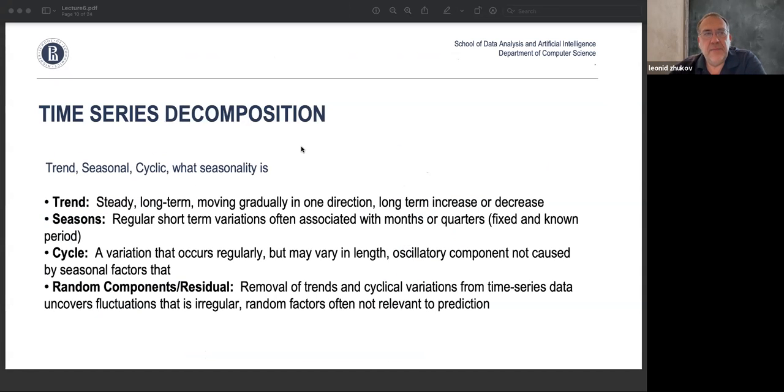So first of all, a little bit about this classical theory about time series decomposition. When you look at a time series, you realize that often you can decompose it into several components, and there are traditional names for them. First of all, it's a trend. And trend is a sort of steady long-term gradual increase or decrease of the values, right?